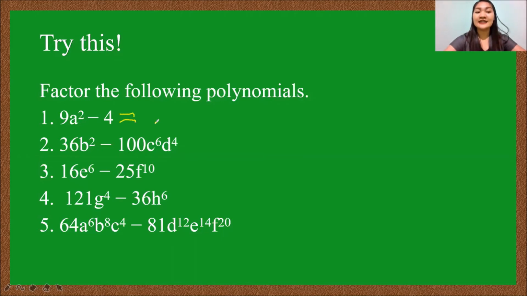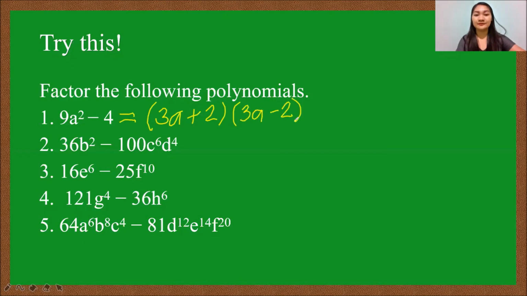So let us get the square root of each term. The square root of 9a squared is 3a. And the square root of 4 is 2. Now, susulat natin siya in the form sum and difference. Therefore, yung factored form ng 9a squared minus 4 is the quantity of 3a plus 2 times the quantity of 3a minus 2.